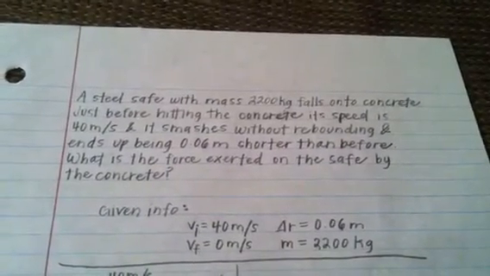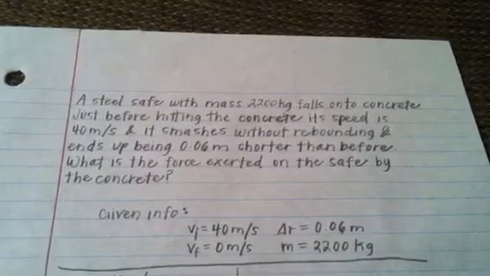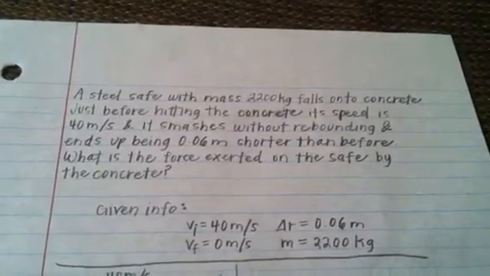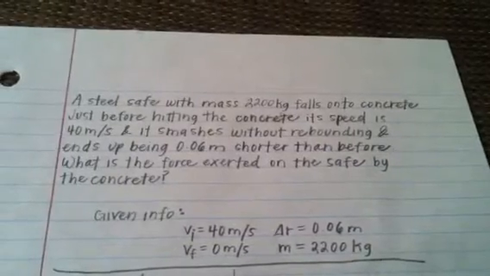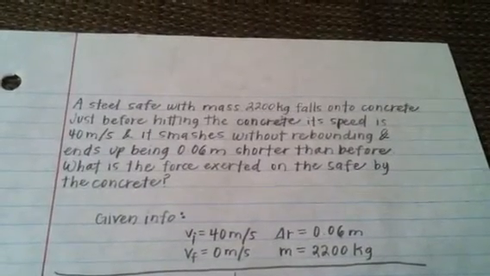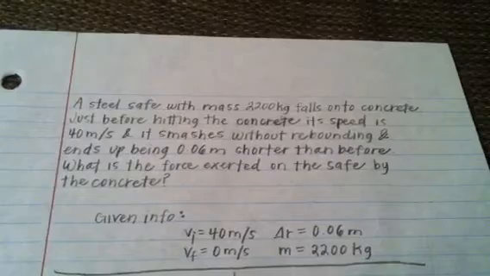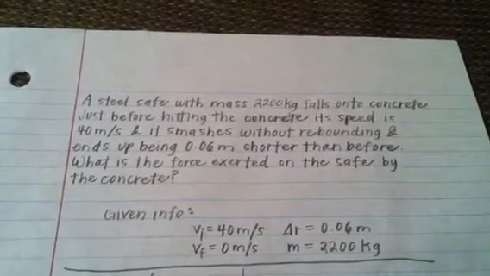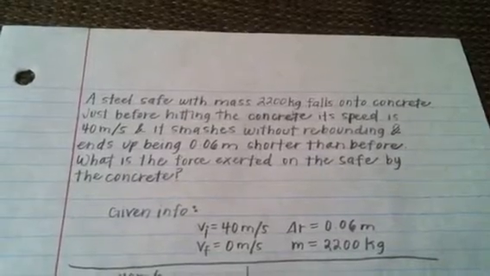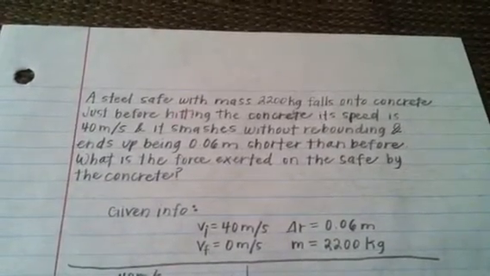First, I'd like to point out that the initial velocity was given as 40 meters per second. Final velocity is 0 meters per second. The change in r was denoted as 0.06 meters, and the mass is 2,200 kilograms. Now, before we go any further, let's see what we're going to use to solve this problem. We are going to use the momentum principle.